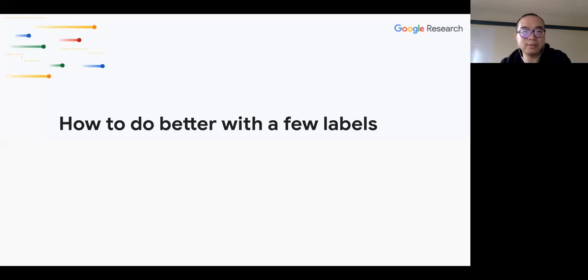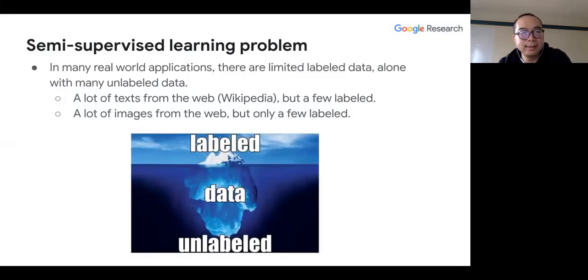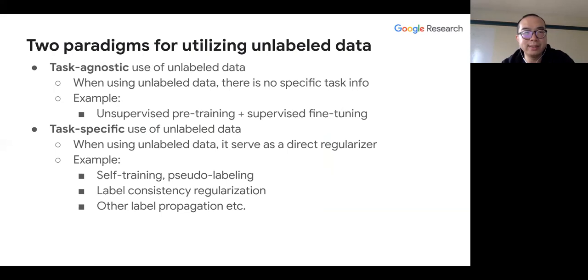So the next part I'm going to touch on is how you do better with just a few labels. This is kind of a semi-supervised learning setup where, in practice, you have a lot of data and most of it is unlabeled, but you are able to label some of it. And then the question is, how can you do best in such a setup?